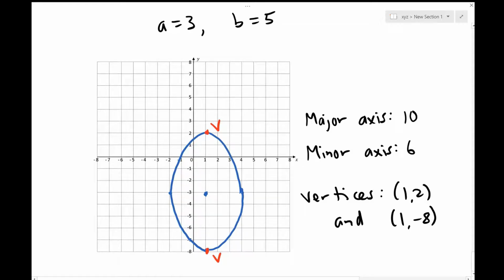So when we graph our ellipse, it should be very easy to identify the vertices. We're just looking at the endpoints of the major axis. The last thing we need to look at here are the coordinates of the foci.